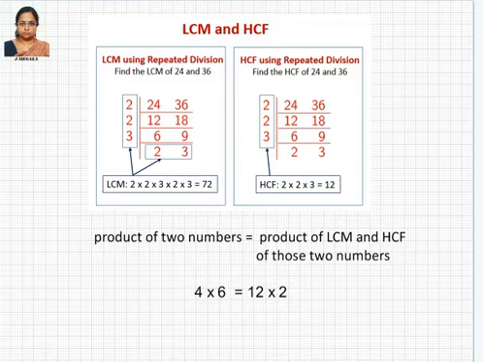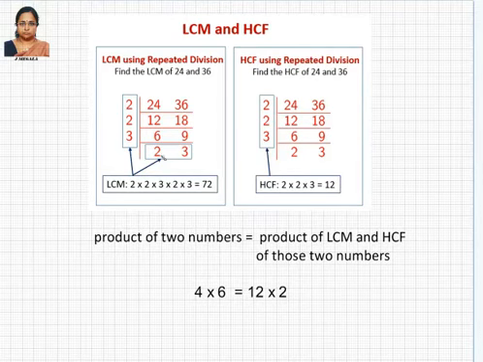LCM and HCF. You can do this in two different ways. Like I just showed, you can also go for this one, the L division which we do, so repeated division, you can say. Remove the common factors, whatever you have. For 24 and 36, you have 2 as a common factor. Remove that. Then again you have 2 common. Remove that. Then you don't have common 2 here, but you have common 3. So remove the common 3. The left out is 2 and 3.